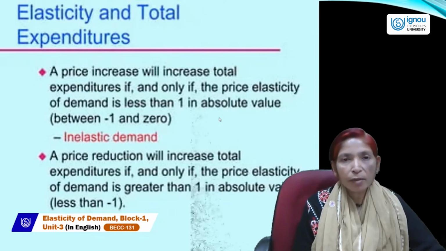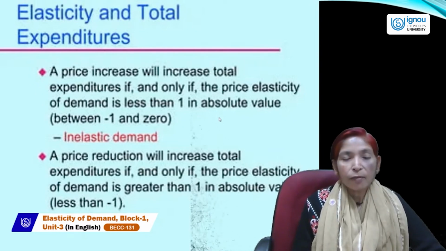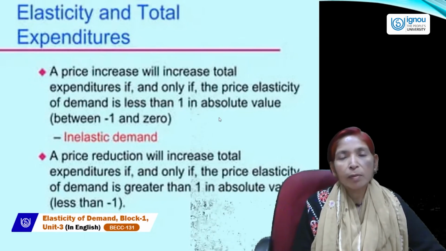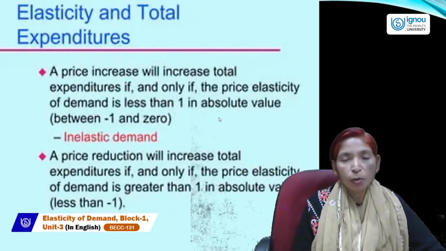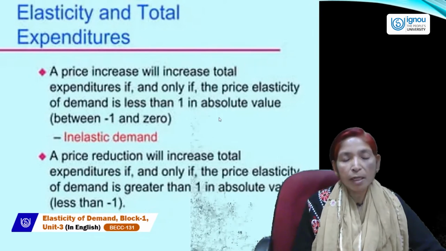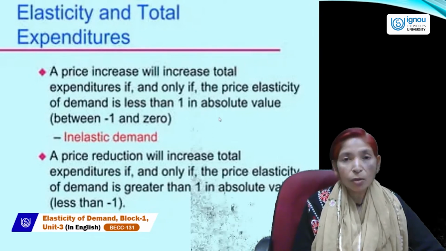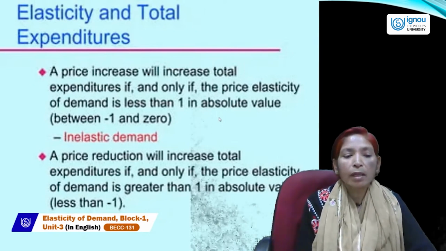If there is a positive relationship between price and total expenditure, then ED will be less than 1. If there is a negative relationship between price and total expenditure, then ED will be more than 1. And if there is no change in total expenditure, either change in price of the commodity and demand for the commodity, but there is no change in total expenditure, in this case, ED will be unitary elastic.